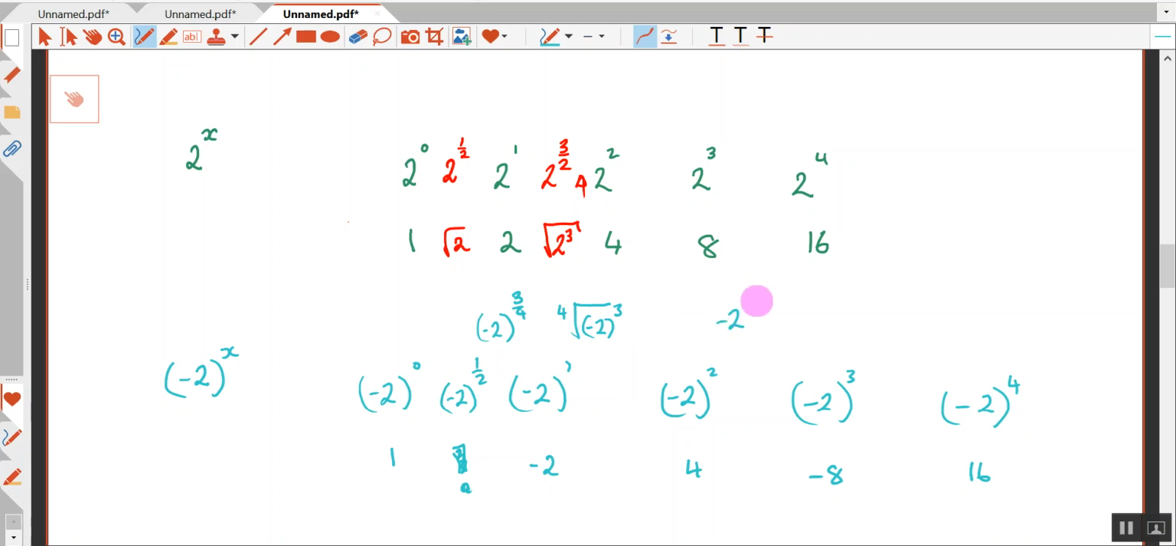Negative 2 to the power of 4/5 would be negative 2 to the power of 4, and then the 5th root. How about that? Is that fine? Sorry, negative 2 to the power of 4, and the 5th root. Yeah, sorry. Does that work? Yes. That one works.